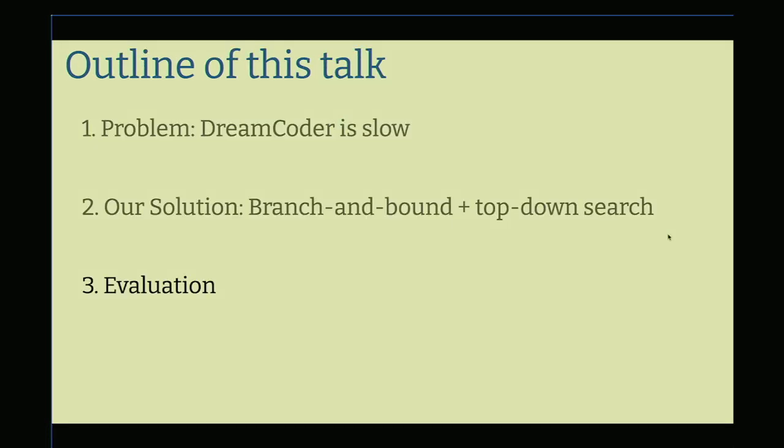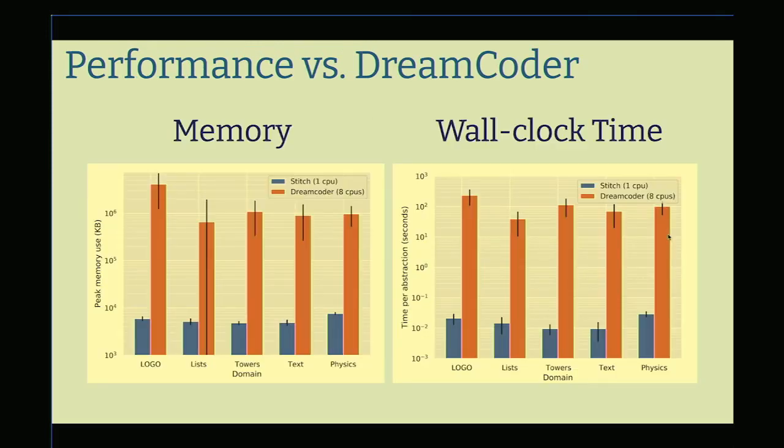So this is our high-level approach, framing abstraction learning as synthesis, and then doing some aggressive pruning on it. And now let's look at what it buys us. We find that these changes actually make a huge difference in practice. On the left, we have a graph of memory usage with DreamCoder in orange and Stitch in blue. This is a log scale graph, and so we see that Stitch is around 100 times more memory efficient, often using megabytes where DreamCoder is in the gigabytes.